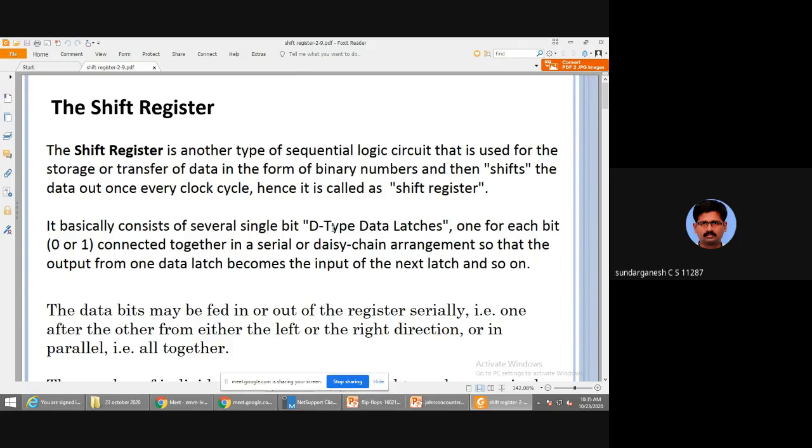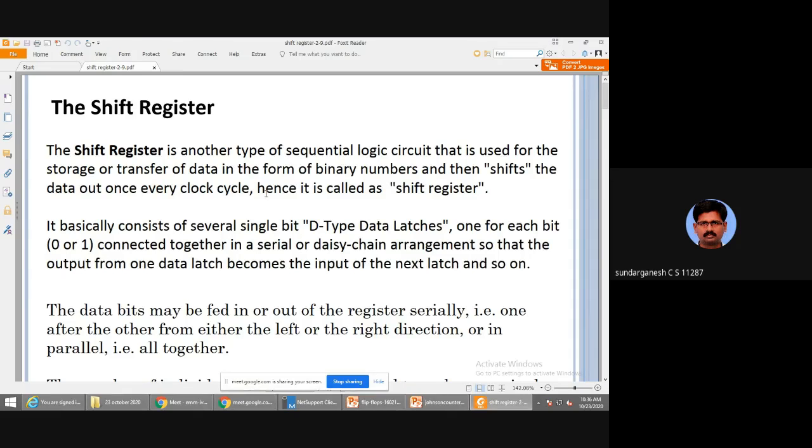A shift register is another type of sequential logic circuit that is used for storage and for the transfer of data in the form of binary numbers, and it will shift the data for every clock cycle, so we call it a shift register. In a shift register, we use only D-type flip-flops, one for each bit, connected together in a serial or parallel fashion. That is known as the daisy chain arrangement. The output from one stage goes to the input of the next stage, and so on.